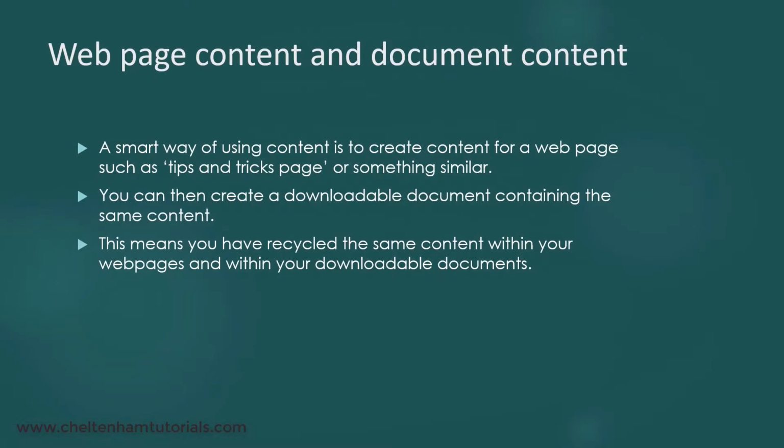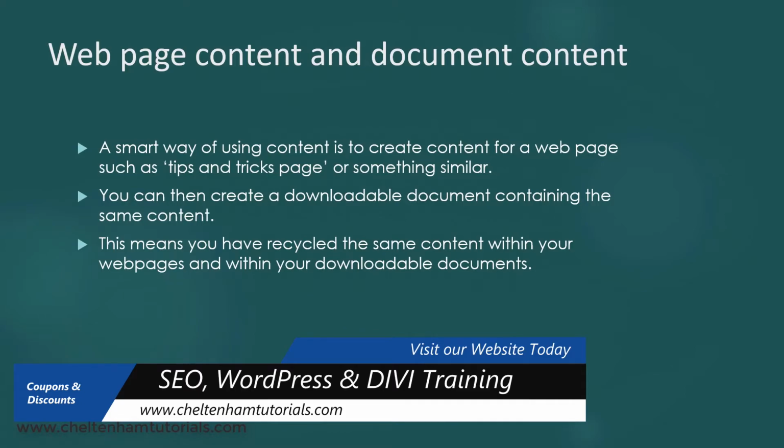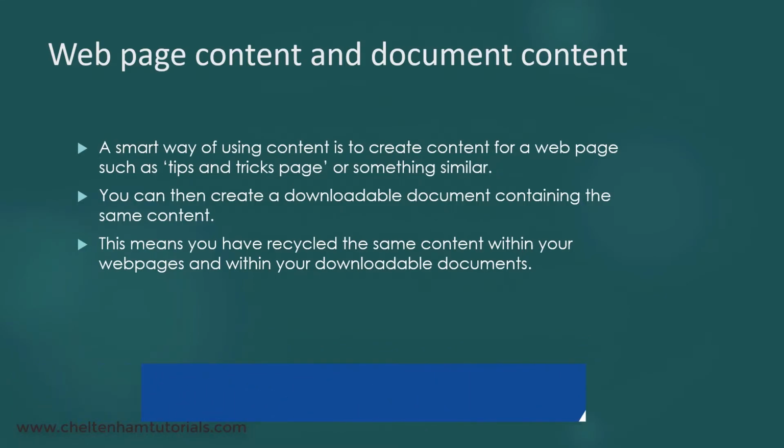Now, a clever way of using content is to create a web page. So on the web page, maybe it's tips and tricks about something or other. So in my case, I might have a web page displaying tips and tricks about on-site SEO, for sake of argument. What I can then do is to create a document version of the same material. So basically I'm recycling the material, but I create it maybe in a Word document, so I can save the information as a Word document and also as a PDF document.